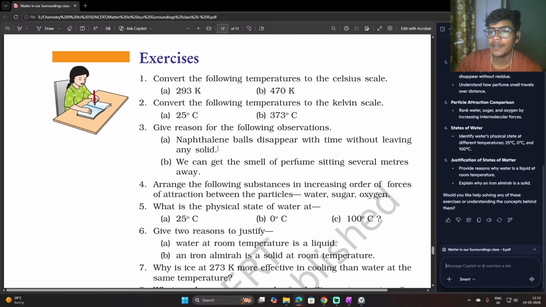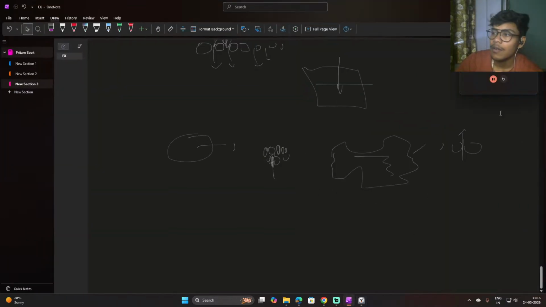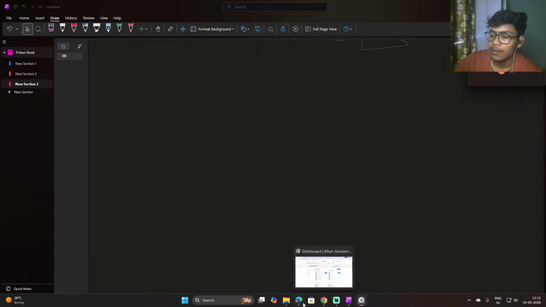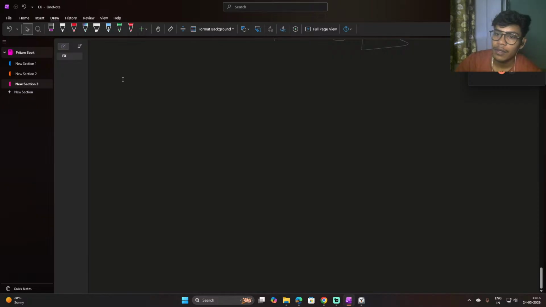Now if I go to the exercise: convert the following temperatures to the Celsius scale. Option A is 293 Kelvin, and option B is 470 K.